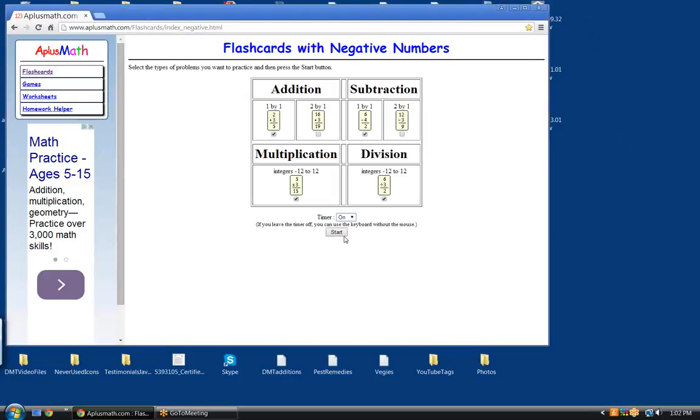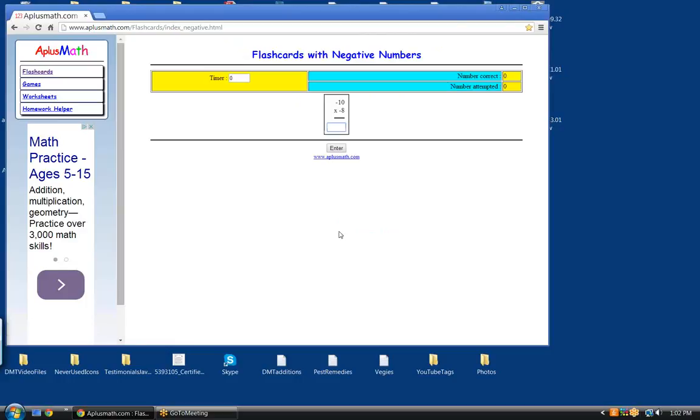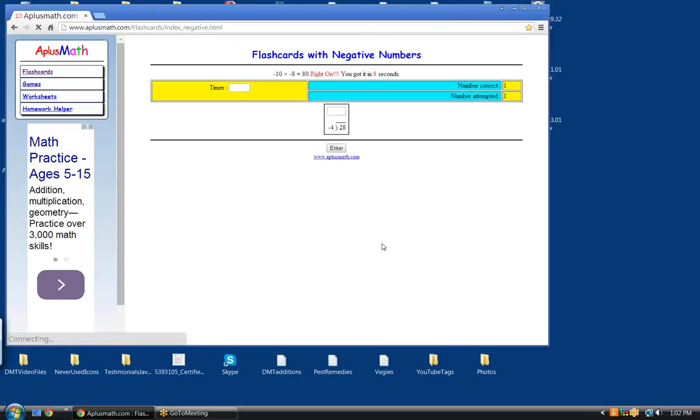Let's see how you're doing on these. We'll put the timer on again. Last time you were averaging about 10 seconds per. Keep it under 10, you'll be doing fine. 80. Good.